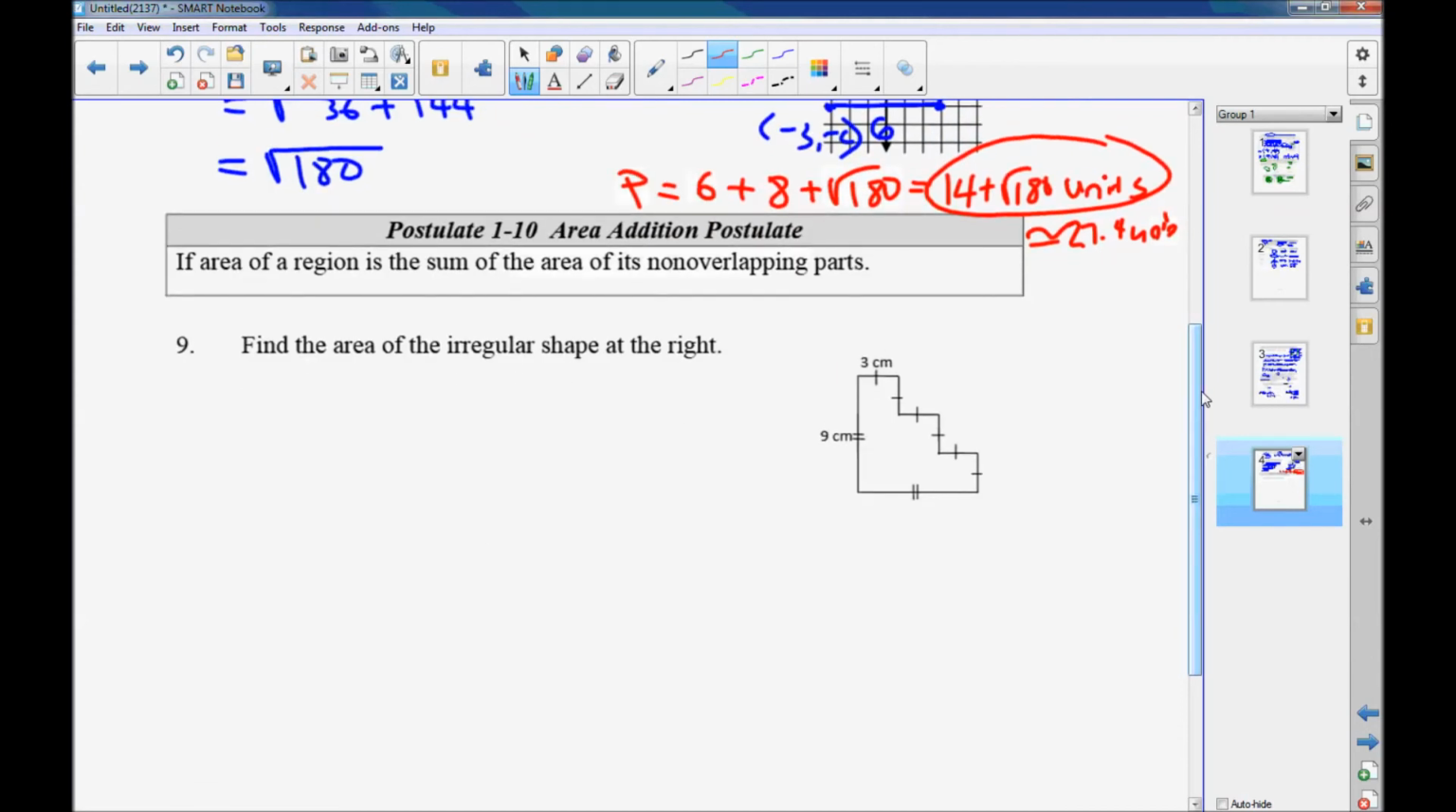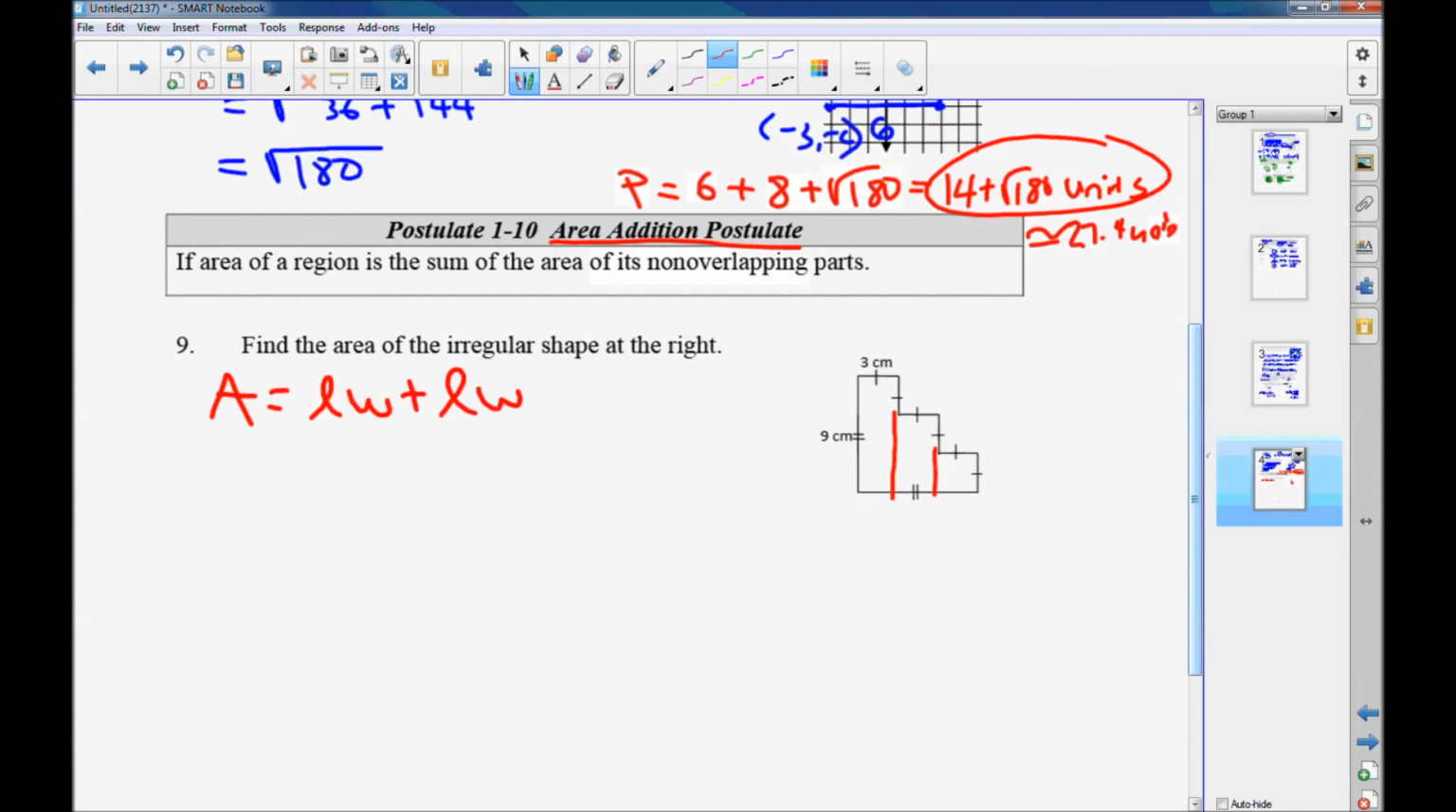All right, postulate 1-10, remember postulates we don't have to prove, and we haven't had to prove anything yet, is the area addition postulate. The area of a region is the sum of the areas of its non-overlapping parts. So what you can do is break up a non-regular shape, like if it's not a square, a rectangle, a triangle, one of the ones we have formulas for, into those kinds of shapes. So we take this irregular shape here, and we break this into maybe 2 rectangles and a square, actually. And then we can find the area of each one of those separately.